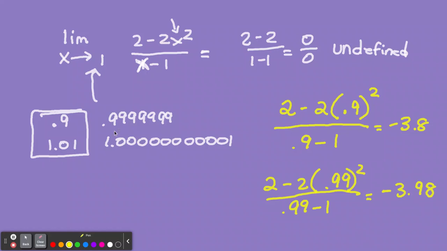So by now you're seeing a pattern. What do you think the answer is? The answer will be negative 4. As x approaches 1 from both sides, the answer will be negative 4. All right, that's our first video today on calculus.